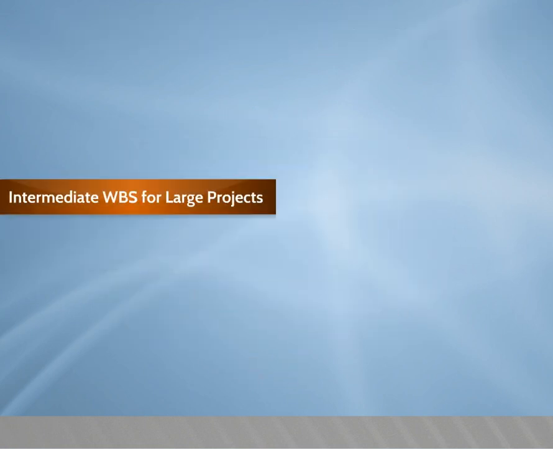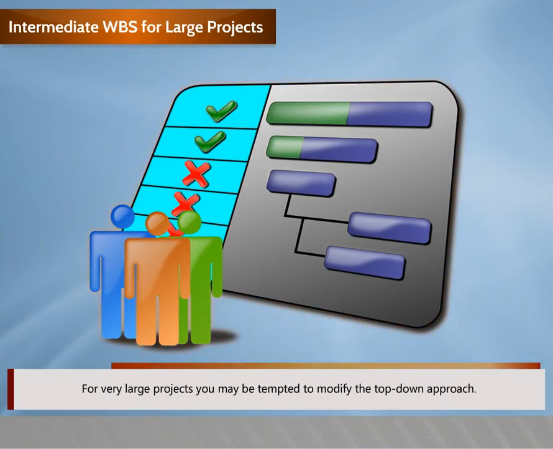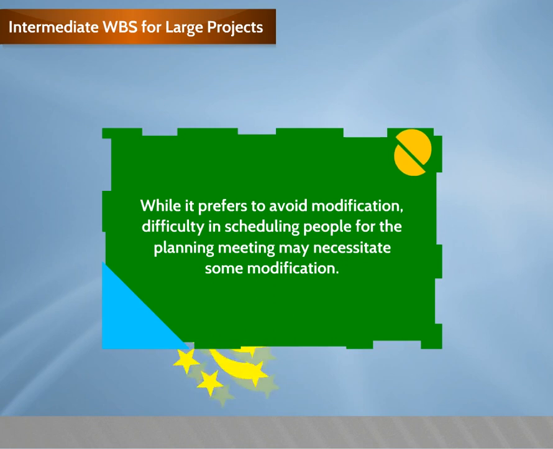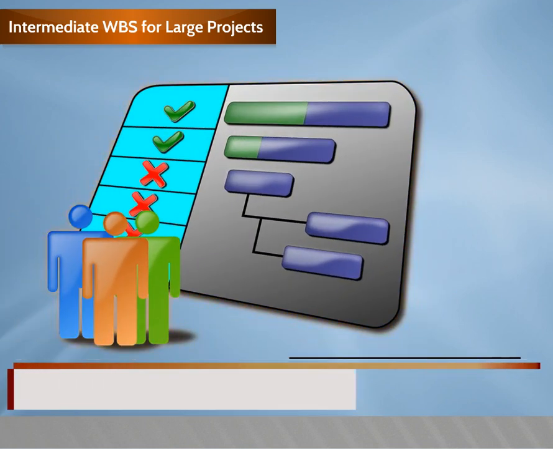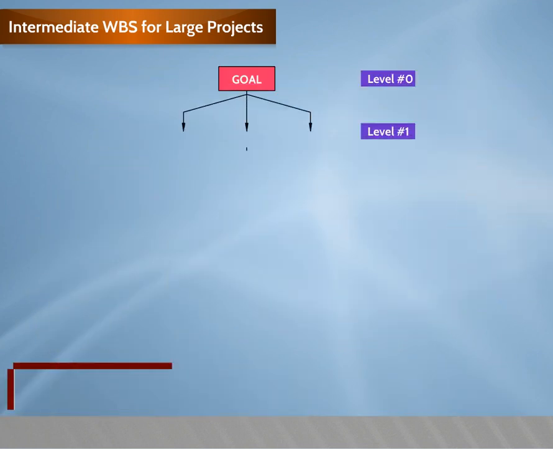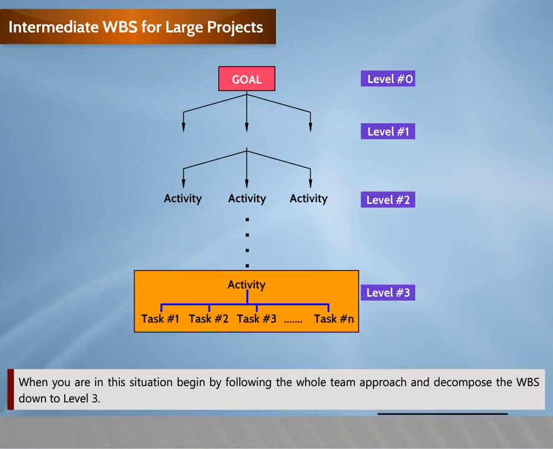Intermediate WBS for large projects. For very large projects, you may be tempted to modify the top-down approach. While I prefer to avoid modification, difficulty in scheduling people for the planning meeting may necessitate some modification. As project size increases, it becomes unwieldy to build the entire WBS with the entire planning team assembled. When you are in this situation, begin by following the old team approach and decompose the WBS down to level 3.